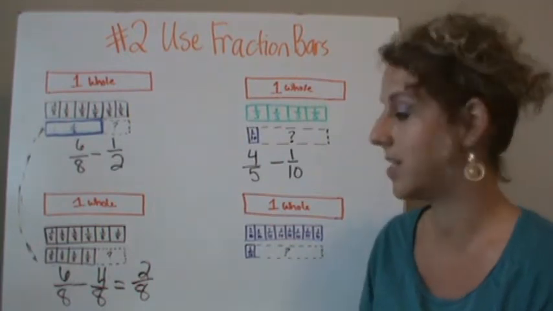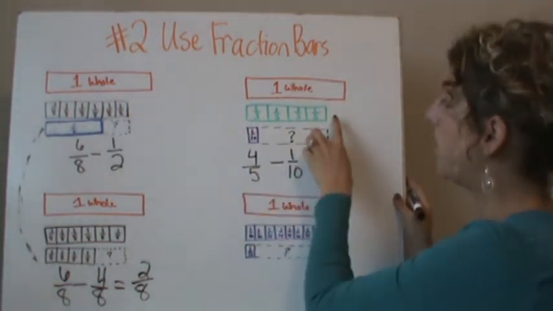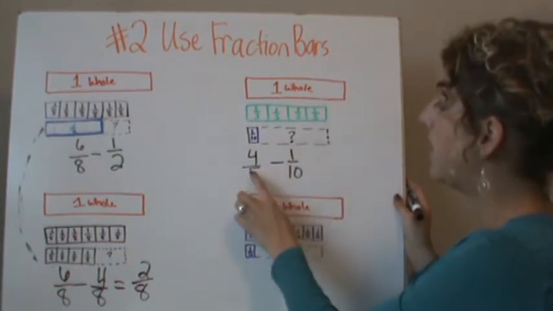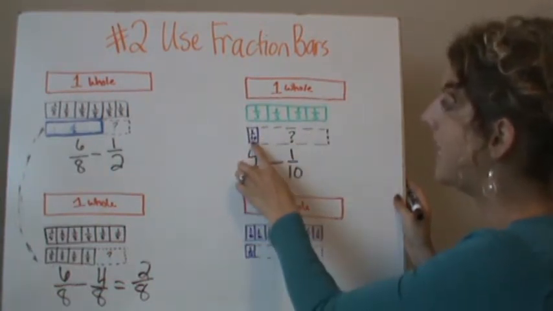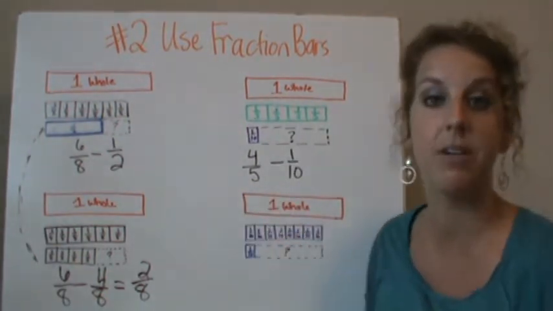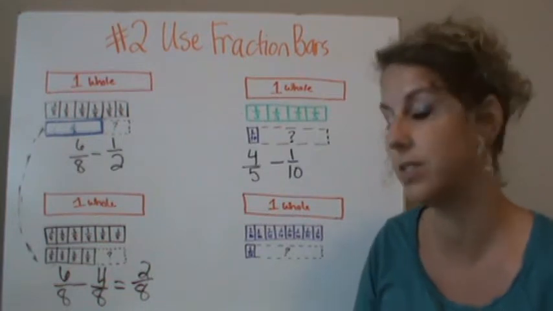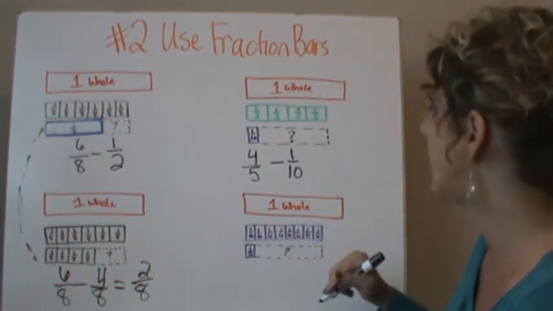2/8 is your difference. If you look at this example, you start out with 4/5 minus 1/10. So you want to make, again, those denominators the same. They have to have common denominators. So we'll take a few extra steps.